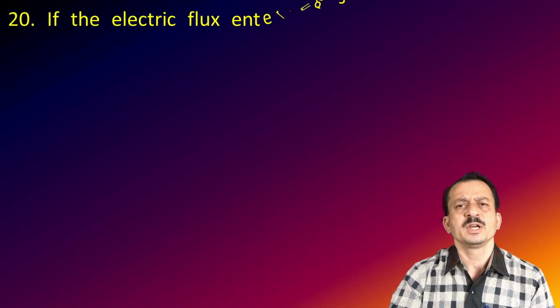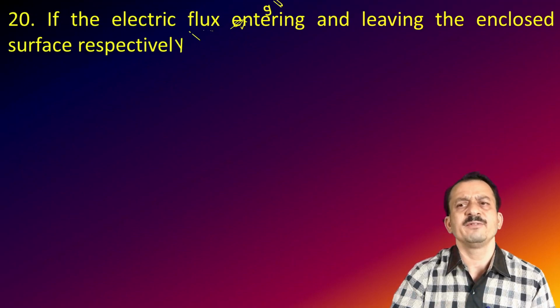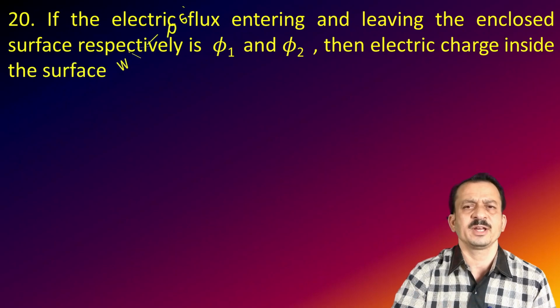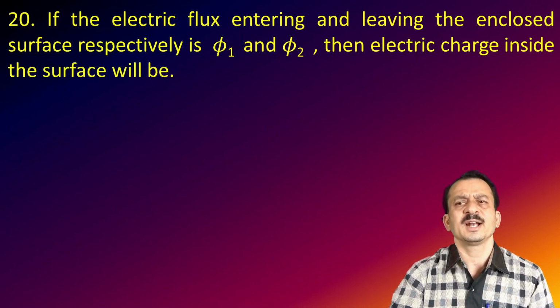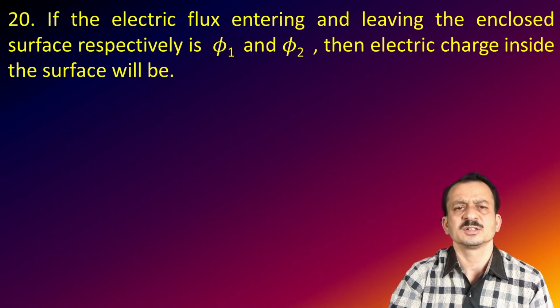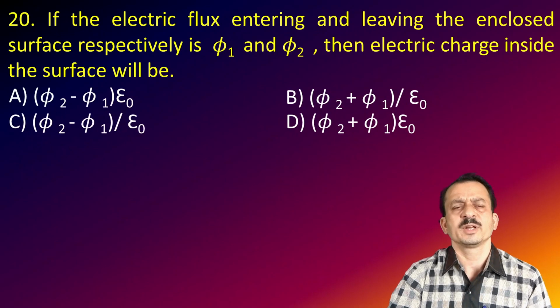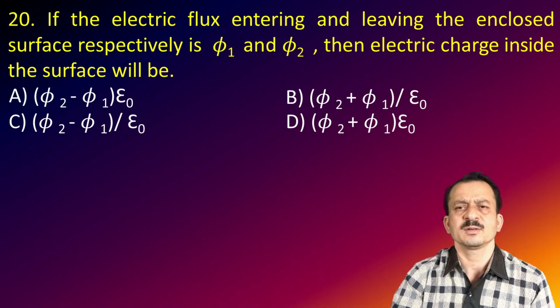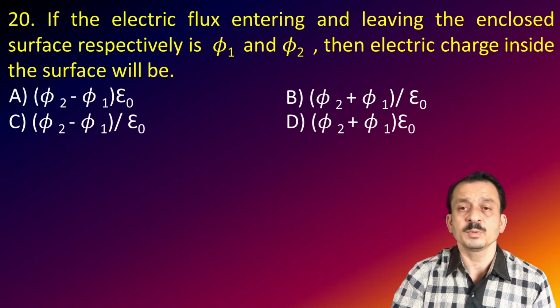Next problem. If the electric flux entering and leaving the enclosed surface respectively is phi1 and phi2, phi1 is entering and phi2 is leaving, then the electric charge inside the surface will be, what is the charge? A, phi2 minus phi1 into epsilon naught. B, phi2 plus phi1 divided by epsilon naught. C, phi2 minus phi1 divided by epsilon naught. D, phi2 plus phi1 divided by epsilon.